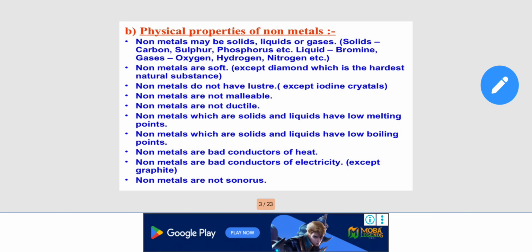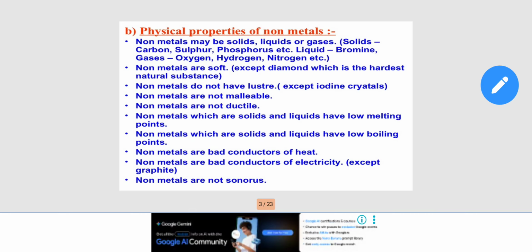They are soft, except diamond. It is the hardest natural substance in the world. Okay, they do not have a luster except iodine crystals. Non-metals are not malleable and not ductile. Those which are solid and liquid have a low melting point. Okay, they are bad conductors of heat and electricity, except graphite, which is a good conductor of electricity. Non-metals are not sonorous.